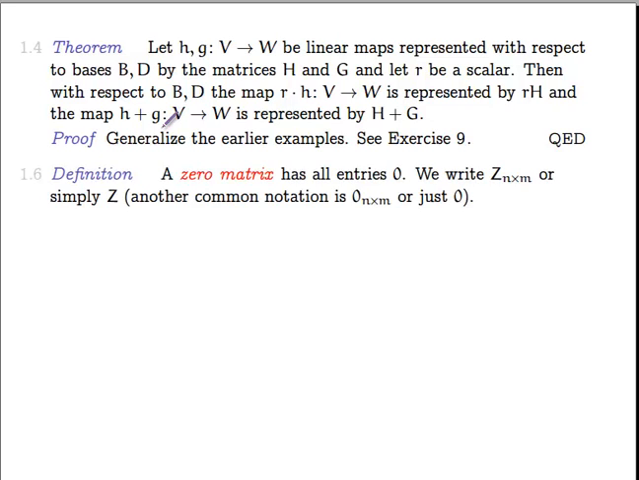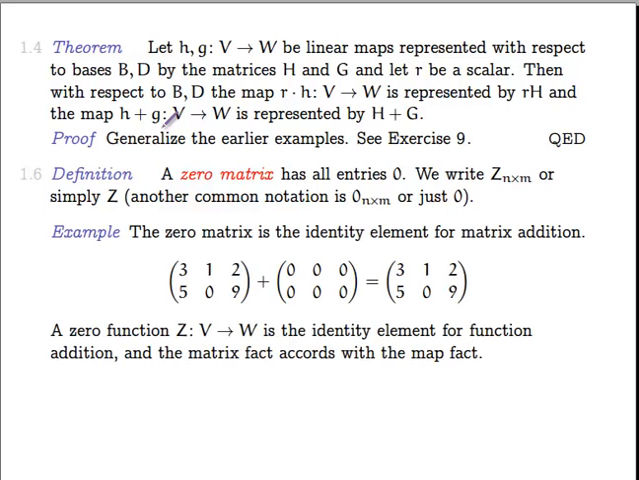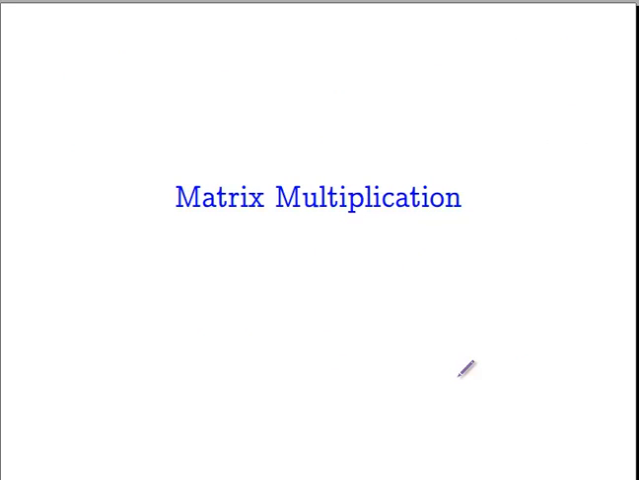Definition: a zero matrix has all entries 0. The zero matrix is the identity element for matrix addition. I think this example makes it clear. A zero function Z is the identity element for function addition, and the matrix fact accords with the map fact. Okay, let's stop here.